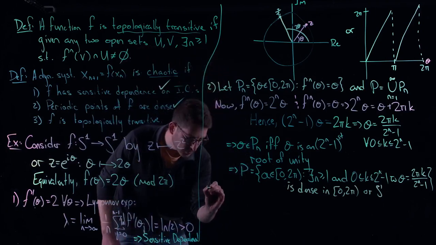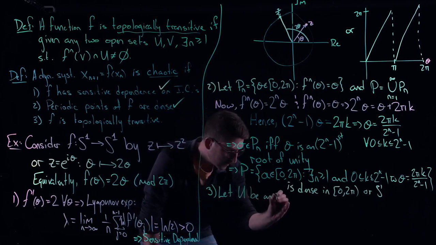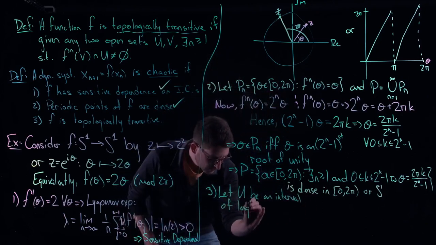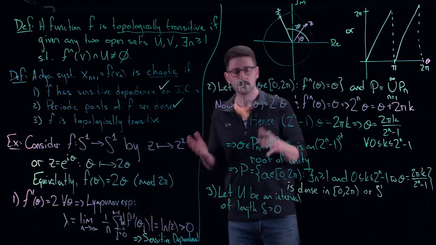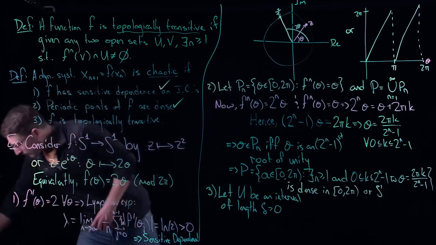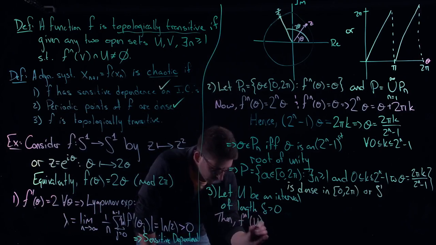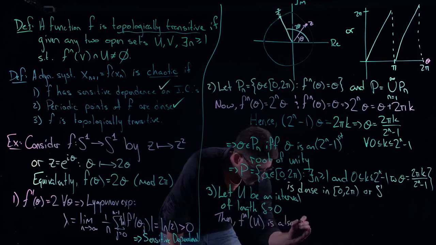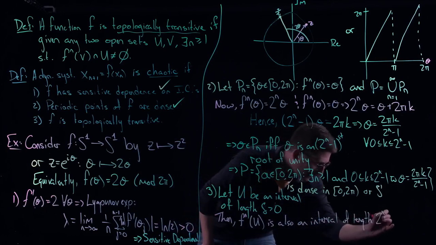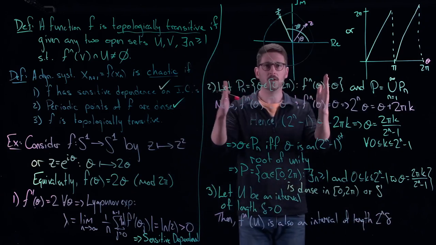Now I just need topologically transitive. Okay, let U be an interval. I need an open set, so let's take this to be an interval of length, let's say delta. Doesn't matter how small or how big, it's just an interval in 0 to 2 pi of length delta. Well, then, what do we get? Then f^n of U is also an interval of length 2^n times delta. So again, you start with some tiny little interval, and basically you just double the length of that interval over and over again.